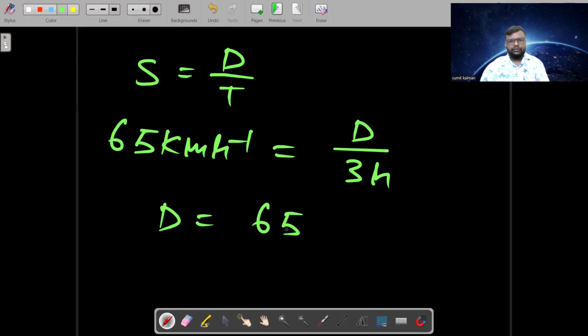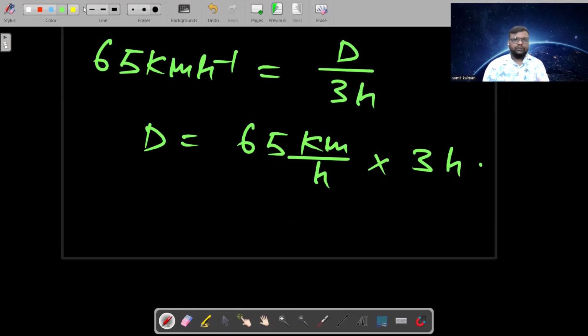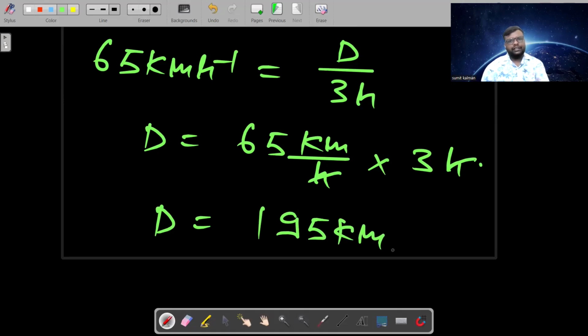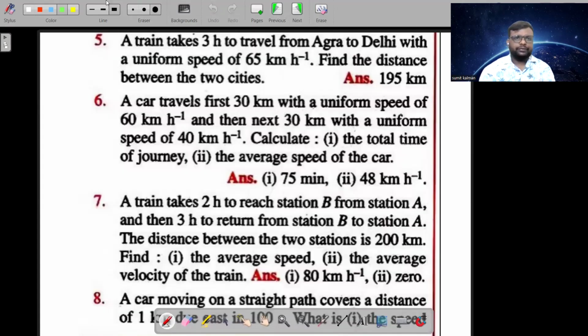65, and write the units also, because if you are a beginner in physics and the numericals of physics, then write the units also, because in this way you will not commit mistakes. Hour and hour will cancel. So distance will become 65 into 3, 5 threes are 15, 195 kilometer. So you will get distance 195 kilometer. So this was all about the first problem. Now we'll see the next.